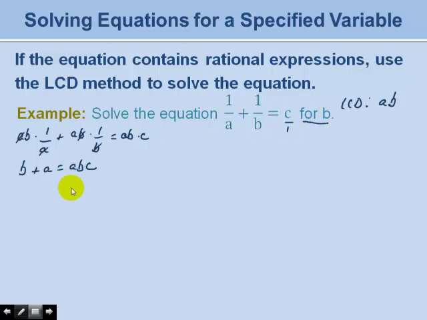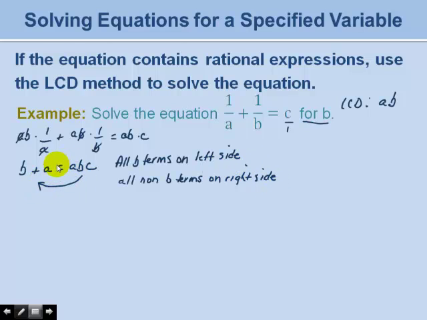So now what we want is to get all of our b terms on one side of the equation and all of the non-b terms on the other side. So all of our b terms, in other words, any term that contains a b, I'm going to put all of them on the left side, and all of the non-b terms, in other words, terms that don't have a b in them, on the right side. What that means is that this term needs to move over here, and this term needs to move over here.